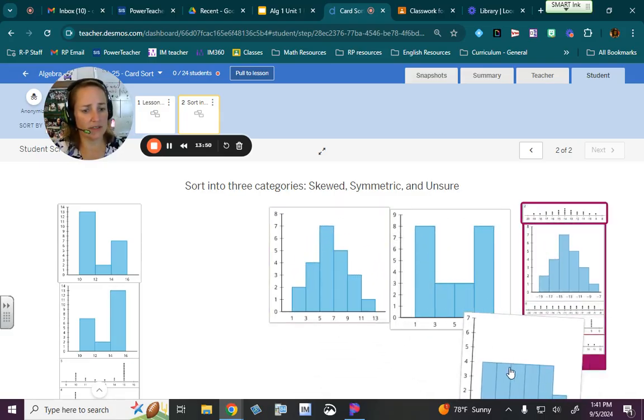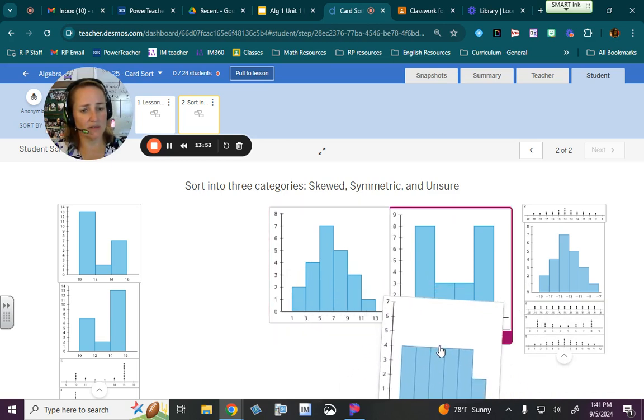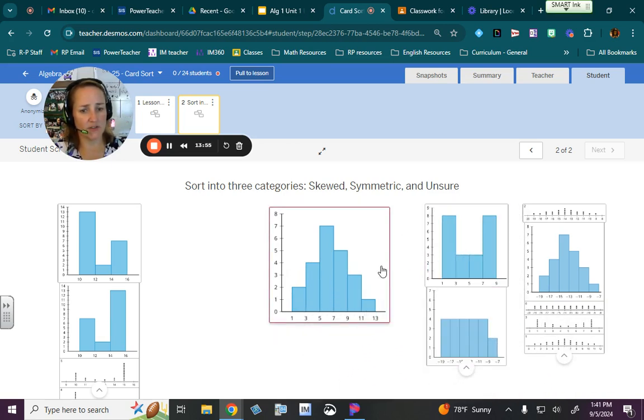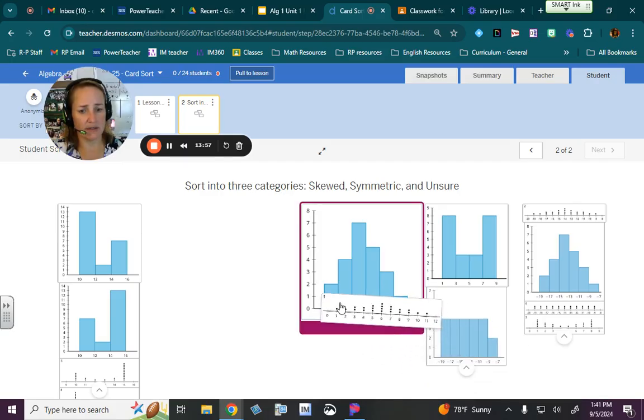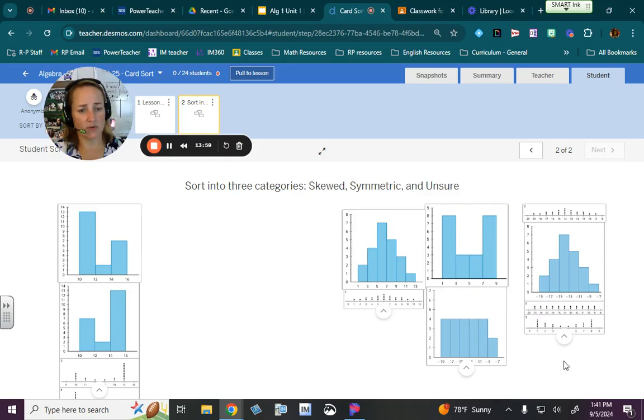So yeah, I really don't need that unsure pile. They let me have an unsure pile, but I don't really need it. All of these over here are looking really symmetrical. Everything over here is looking really skewed. All right, there you go. That's our stuff for lesson 4.